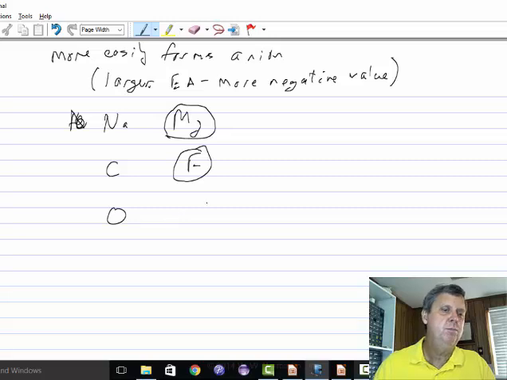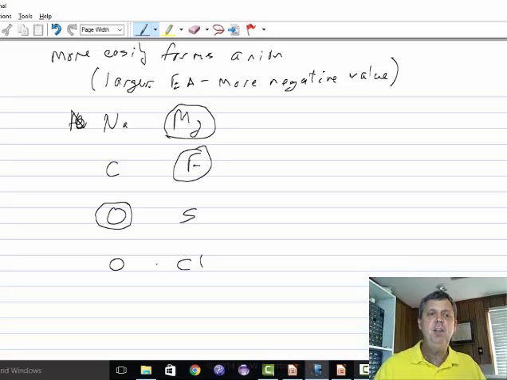Oxygen versus, say, sulfur. Sulfur is farther down than oxygen, so oxygen has a larger affinity for electrons. Oxygen versus chlorine. Again, this is another one where they're in the opposite diagonal. Chlorine is 1 space to the right, but it's also 1 space down. So without looking at tables, we can't tell which one will have the larger electron affinity.